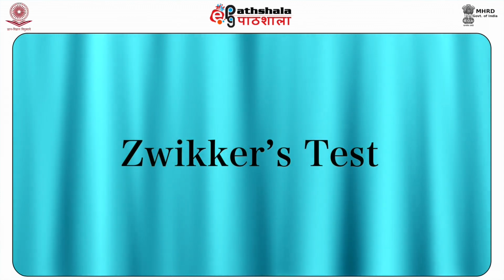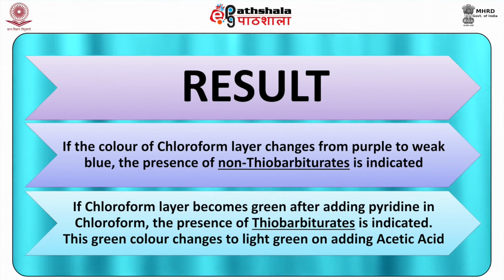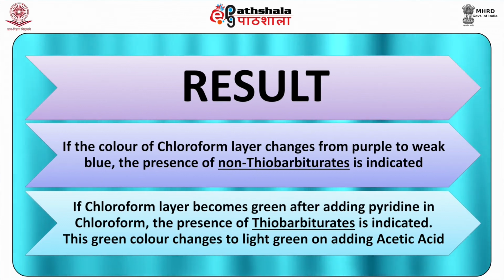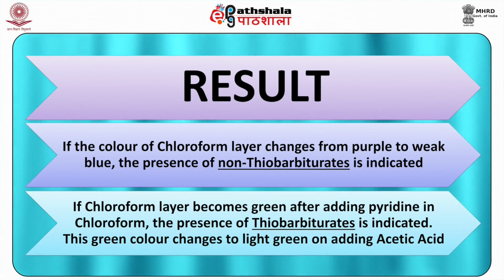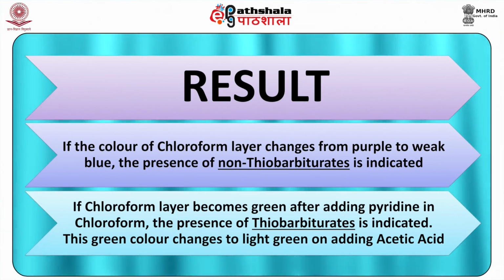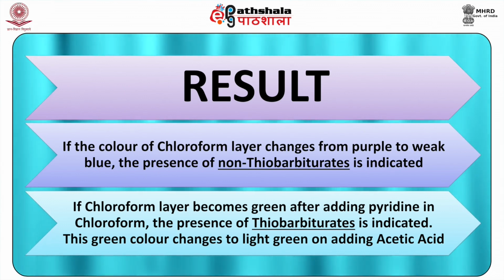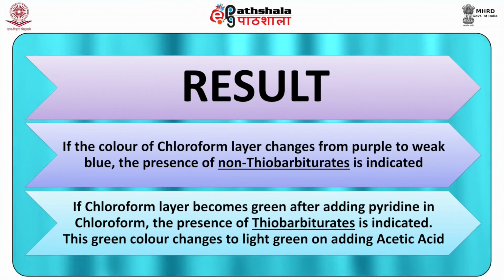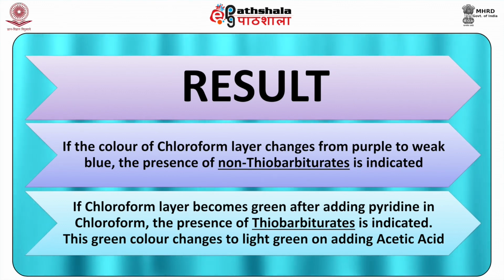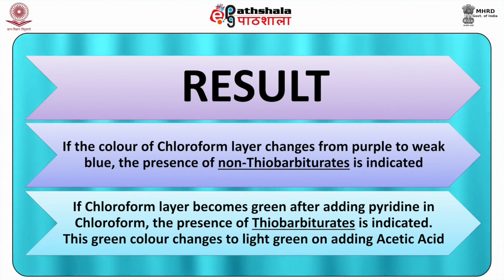Next is Zwicker's test. The residue of extract is taken up in chloroform. To 1 ml of chloroform extract, 2 to 3 drops of 0.5 ml of 5% pyridine in chloroform is added and shaken. The color of chloroform layer becomes purple. Then 1 drop of glacial acetic acid is added. If the color of the chloroform layer changes from purple to weak blue, the presence of non-thiobarbiturates is indicated. If chloroform layer becomes green after adding pyridine in chloroform, the presence of thiobarbiturates is indicated. This green color changes to light green on adding acetic acid.